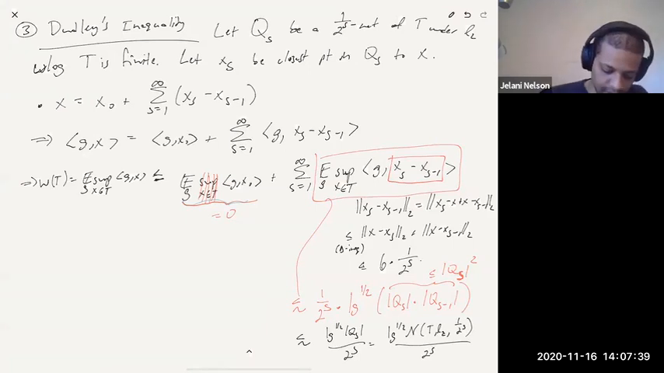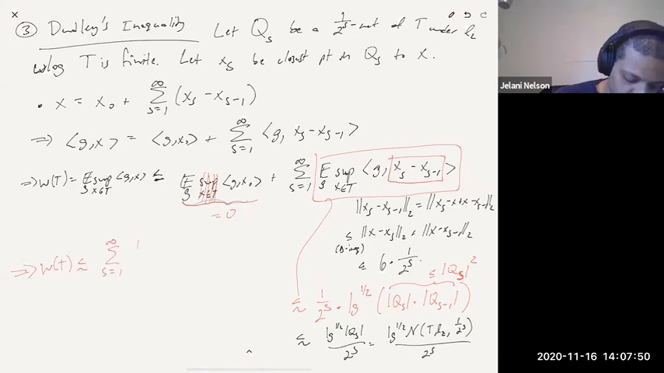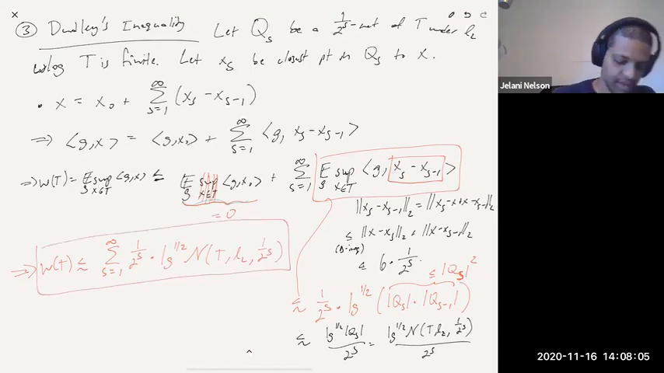So all in all, what we've seen here is that the mean width of T is at most the sum, s goes from 1 to infinity, of 1 over 2 to the s times square root log the covering number of T with respect to L2 with radius 1 over 2 to the s. This, by the way, is called Dudley's inequality.